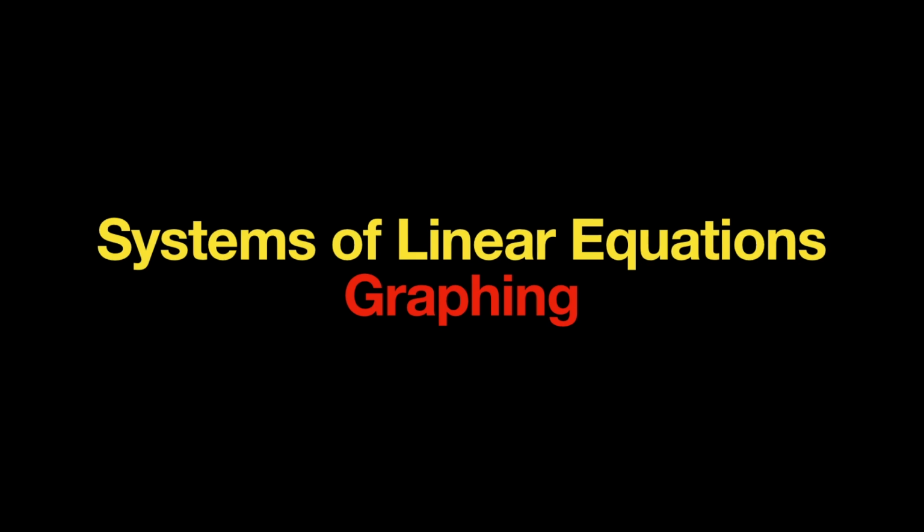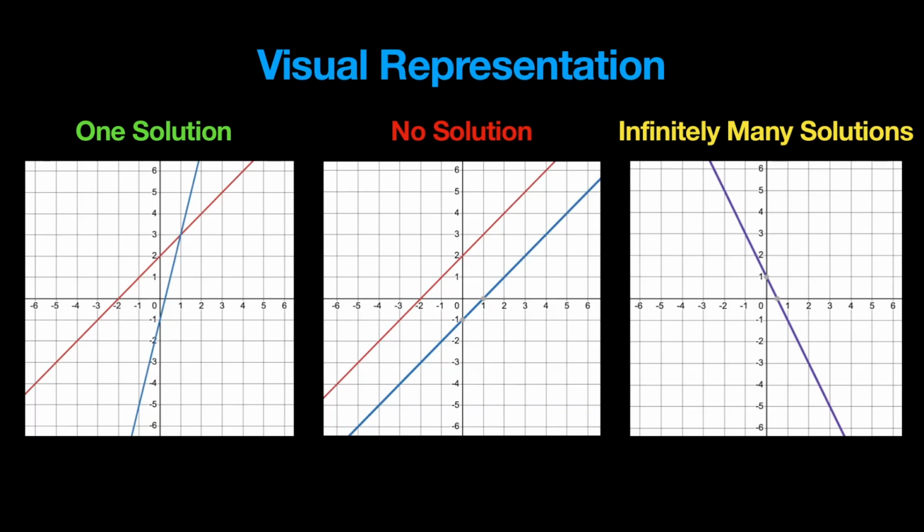In this video, we're going to cover a system of linear equations through graphing. This is one of the three common methods of solving systems. Before we begin, let's look at the different possible solutions. The first one is one solution, and that means the two lines are going to be intersecting at one point, and that point will be your solution.